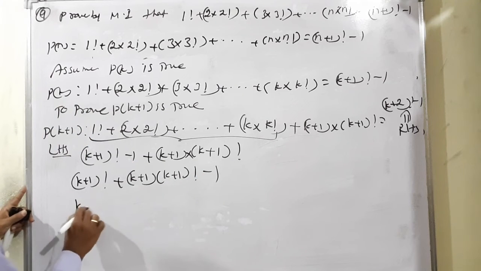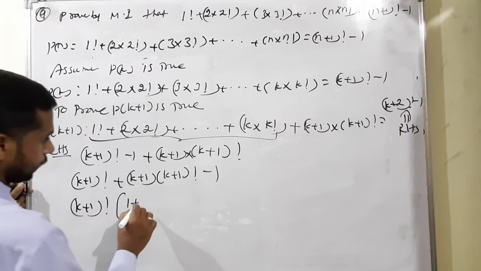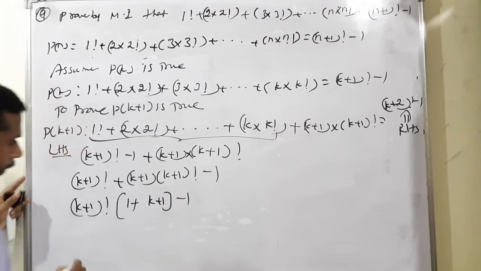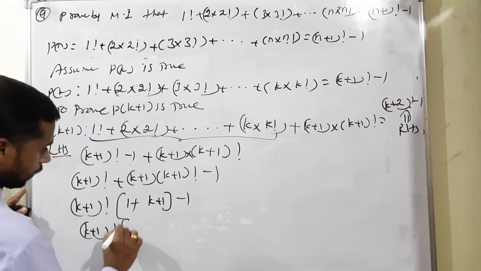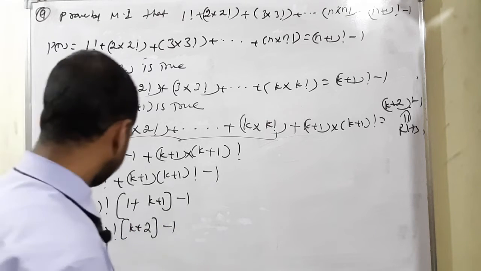Again, take (k + 1) factorial common outside. Therefore 1 plus (k + 1), minus 1. Therefore (k + 1) factorial into (k + 2), then minus 1.